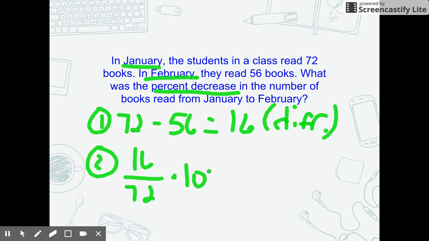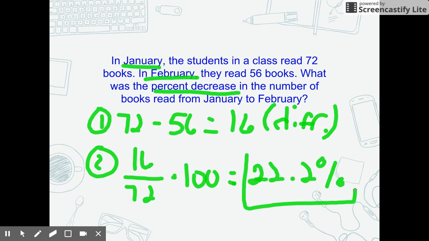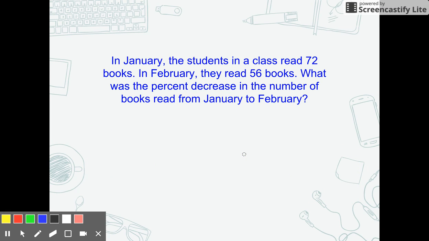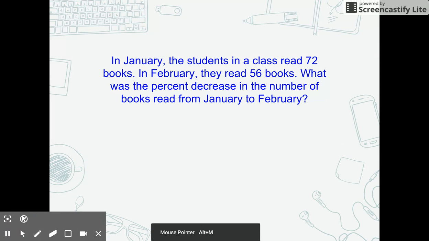And then we're going to times that by 100. And remember what I said earlier, that you need to round it to the nearest tenth. So in this case, it's going to be 22.2%. And that's my answer. That's all you need to do. So again, you're going to take difference over original times 100. Okay, pause this if you need to finish copying, but I'm going to move on to the next problem.